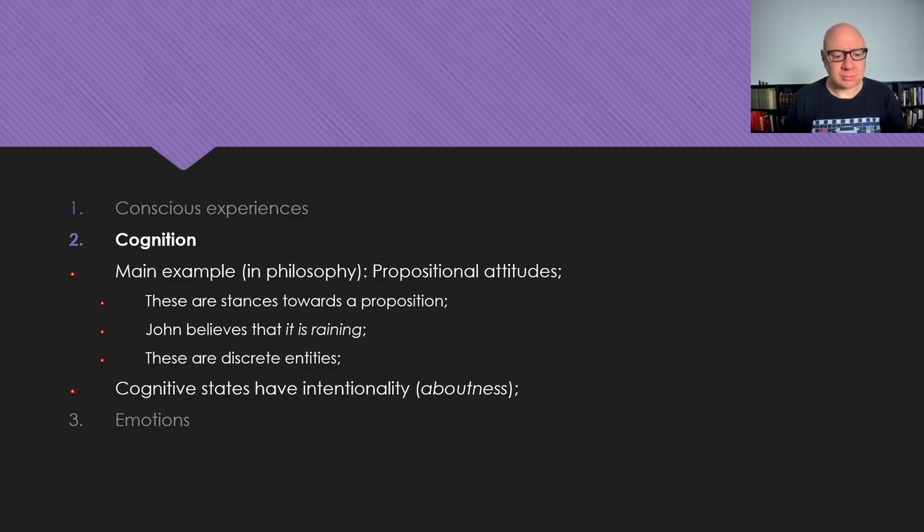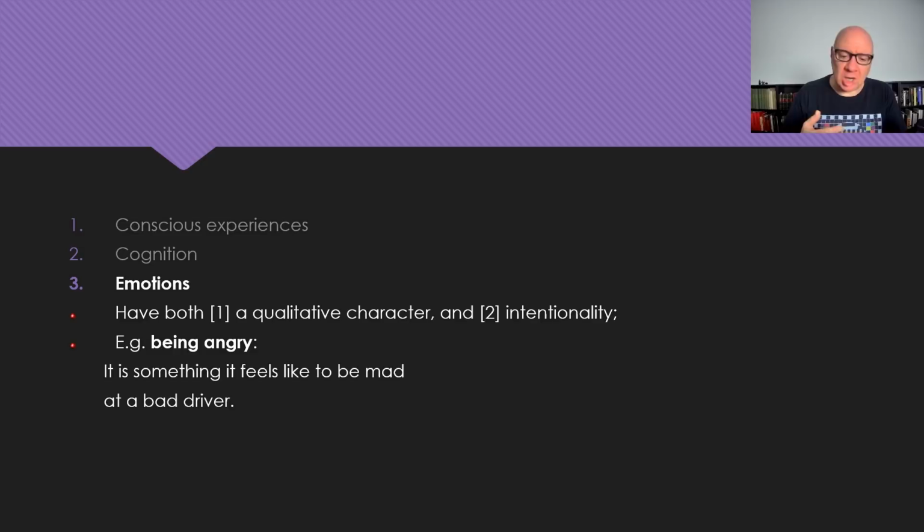And so conscious experiences can exist, at least at the conceptual level, without being about something, and cognitive states can be about something without having qualia. And that takes us then to emotions, because emotions both have a qualitative character and aboutness, intentionality. So suppose you're in traffic and someone is looking at their mobile phone and sending text messages while he or she is driving. You will be angry at that person.